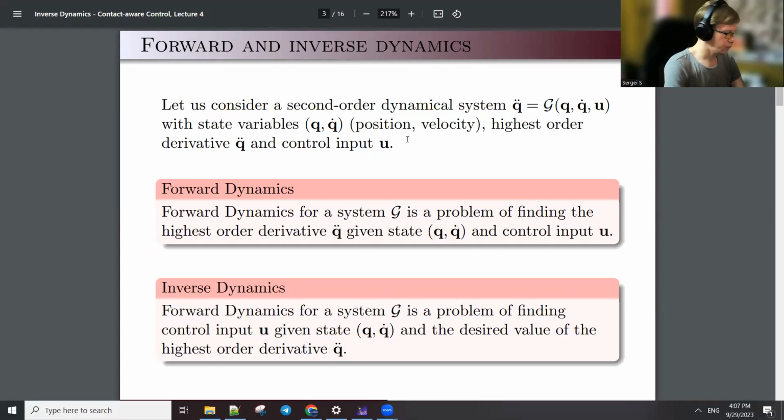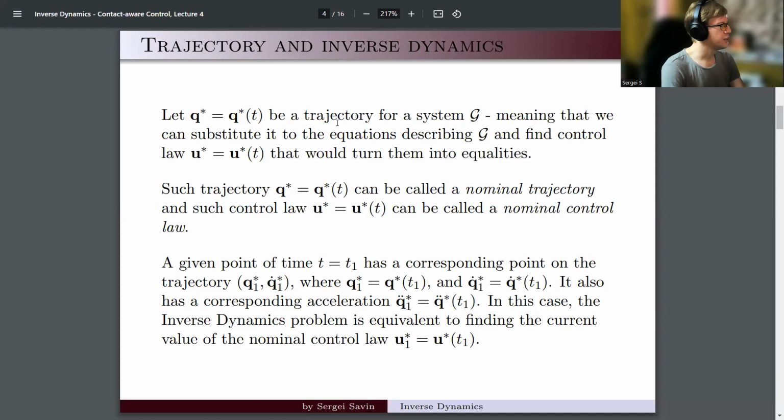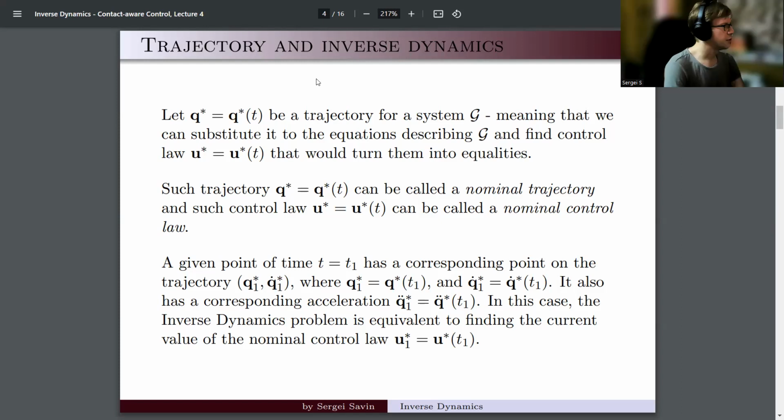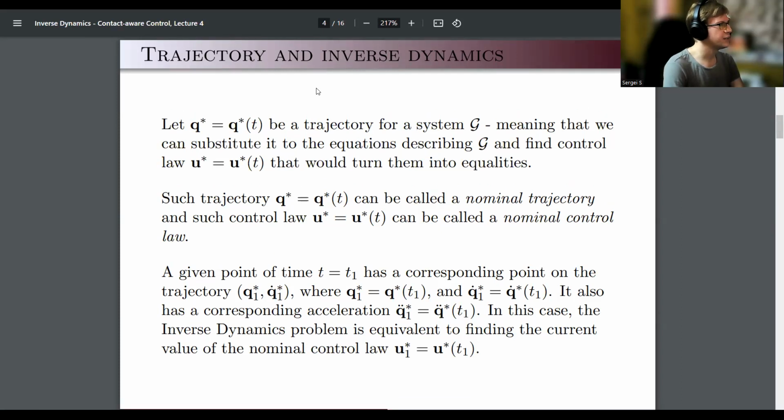Next, what we can do is consider where we get this desired value of second-order derivatives. That is not quite clear yet. So let's think about it. There is quite a connection between that and what we call a trajectory of a system. All right. So let's understand this.